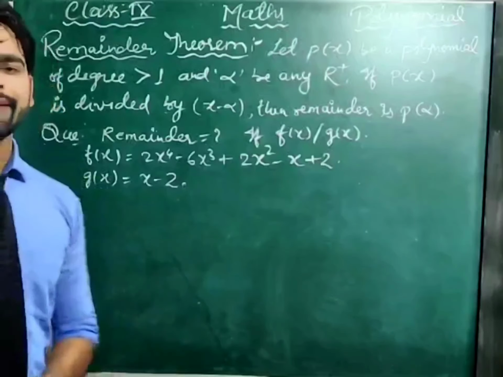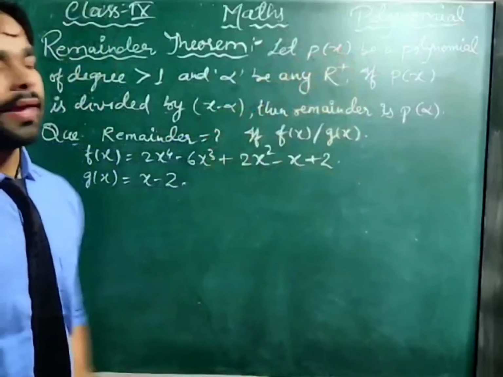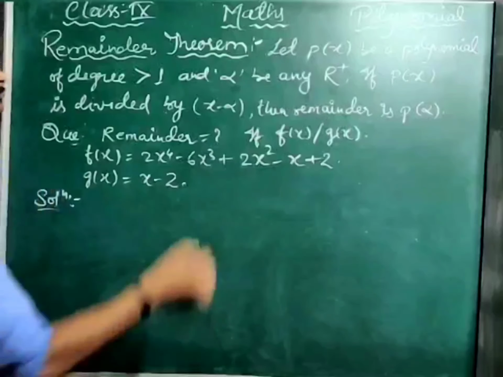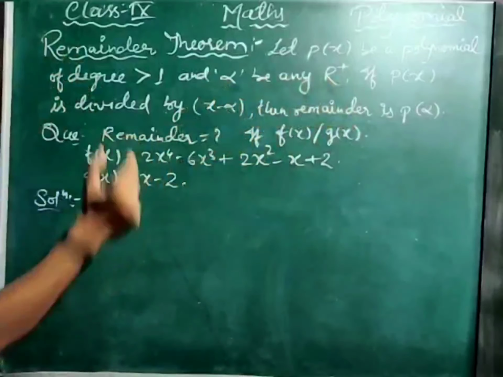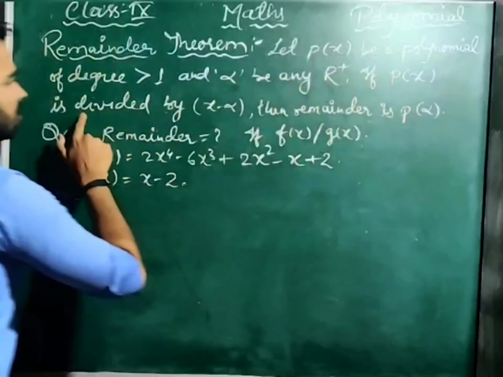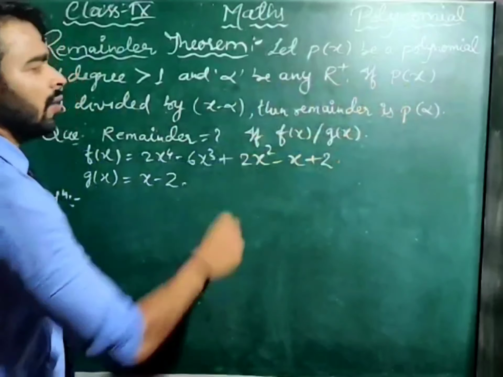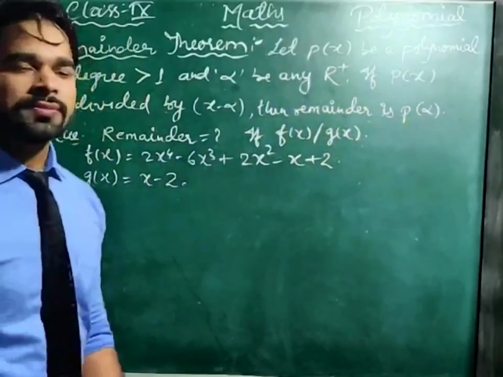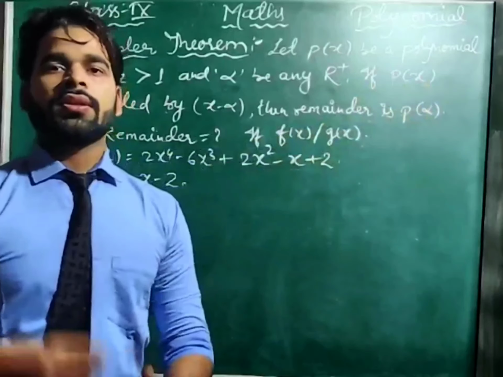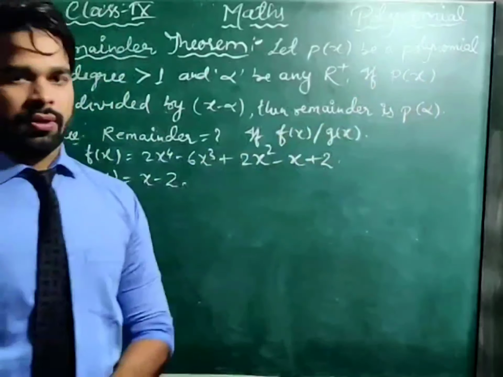Remainder theorem. So what is the remainder theorem? Let p(x) be any polynomial, it means a polynomial in variable x, whose degree is greater than 1, like 2, 3, 4, 5, 6, not 1. And alpha be any real number, 1, 2, 3, 4, 5, 6, minus 2, minus 3, minus 5. Then if p(x) is divided by x minus alpha as divisor, the remainder will be p(alpha). p(x) is a polynomial in variable x, but p(alpha) means the remainder will be a real number. So that is called the remainder theorem.